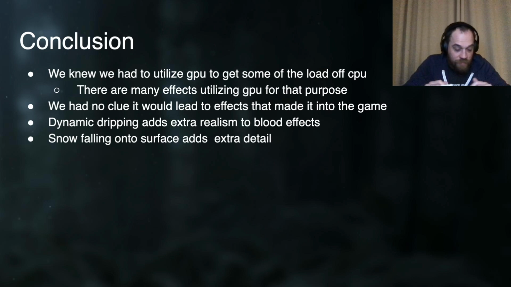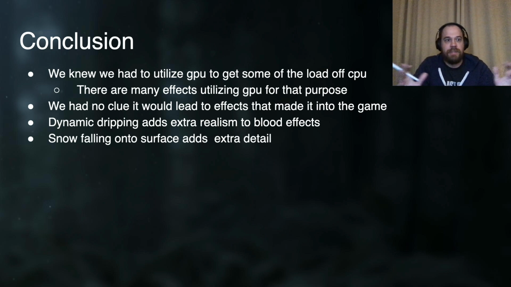So, conclusion: we knew we had to utilize the GPU to offload some of the work from the CPU to the GPU. We did that. That was the simple part. But we also realized as we were developing that if you start utilizing the screen space, you have so much more potential for all these different effects. You can have insects sitting on the grass. As you crawl through the grass, they will fly off the blades of grass, and it's mind blowing. Yet it's very cheap to implement.